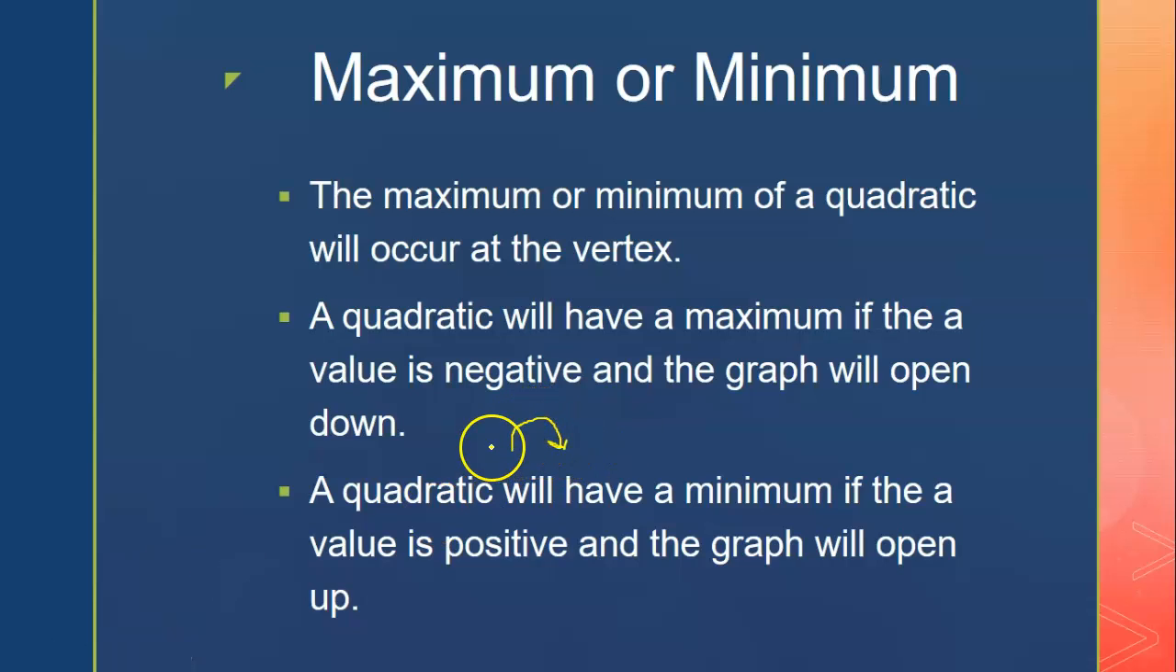So a max will look like a U-shaped graph open down, where the a value is negative, and a minimum will have a graph where it is open up, and the a value is positive. So open down like a frown, open up like a smile. If you're happy, you're positive. If you're negative, you're frowning or angry.